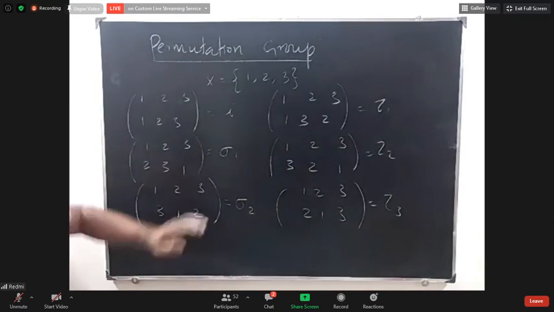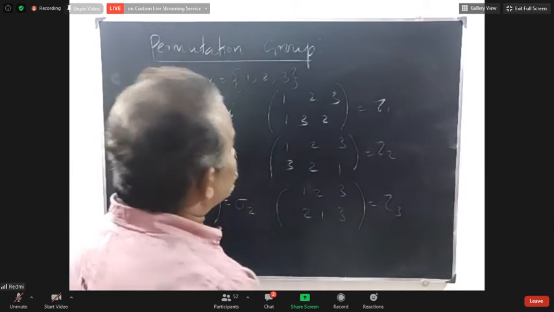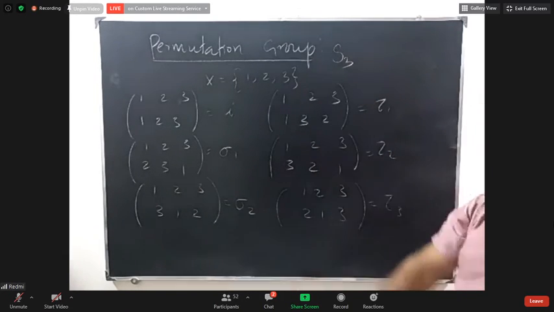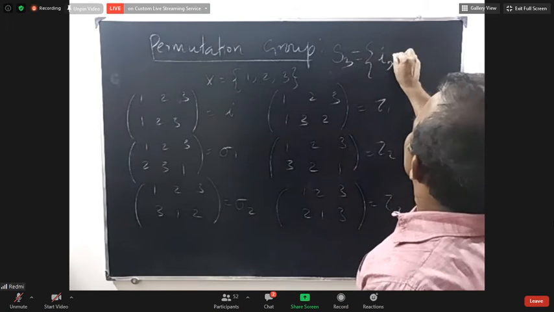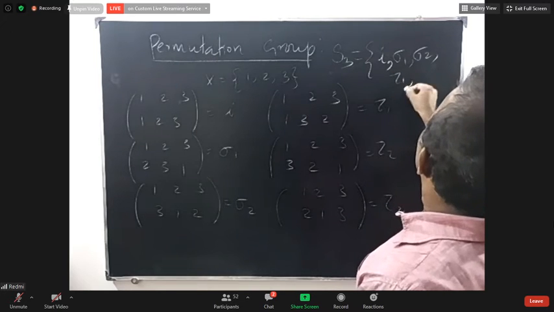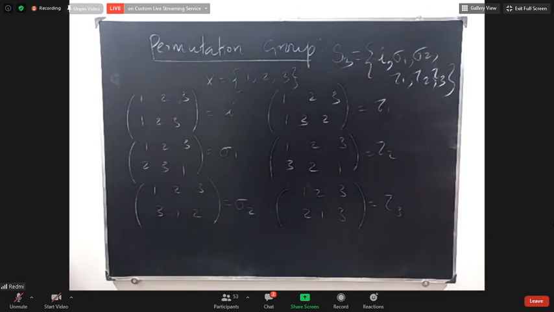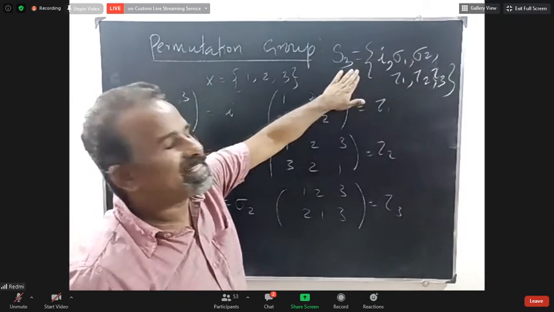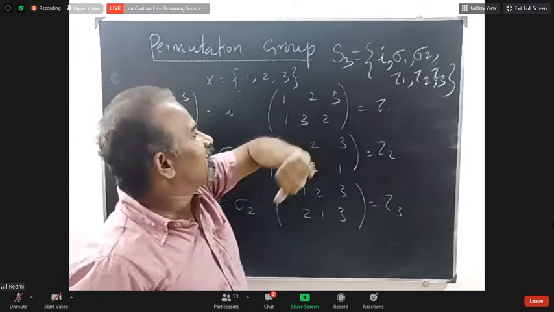So therefore, X is equal to {1, 2, 3}. I can collect all the permutations into a set, which is S3. S3 is equal to {I, sigma 1, sigma 2, tau 1, tau 2, tau 3}. This is a very important group. This group is called the symmetric group, or otherwise a permutation group.